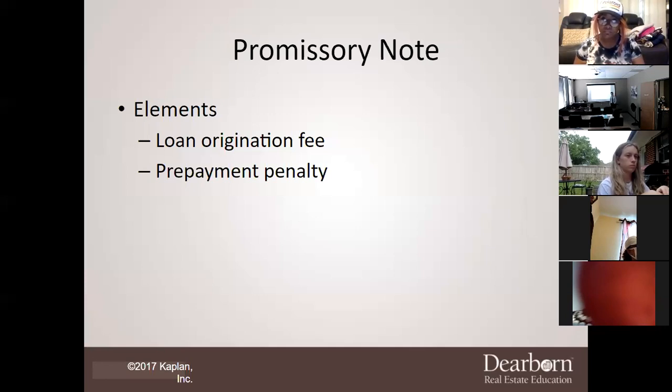And if you have a client that says, I want to pay off my loan, I would say check with your contract and see if you have a prepayment penalty. Because if you do, I wouldn't pay it.